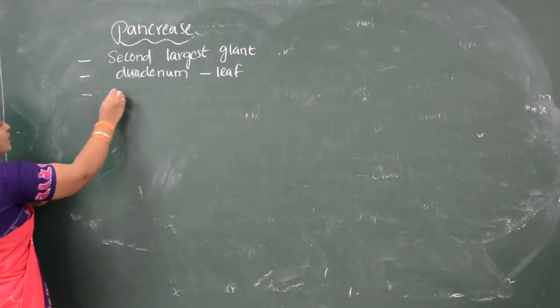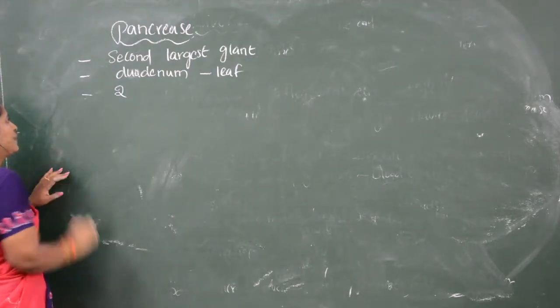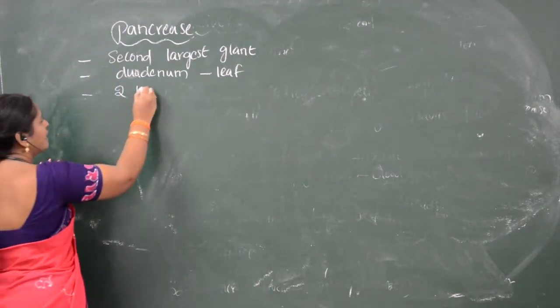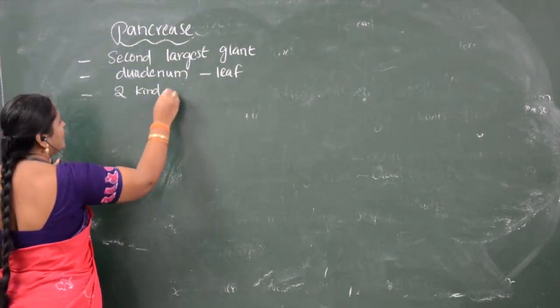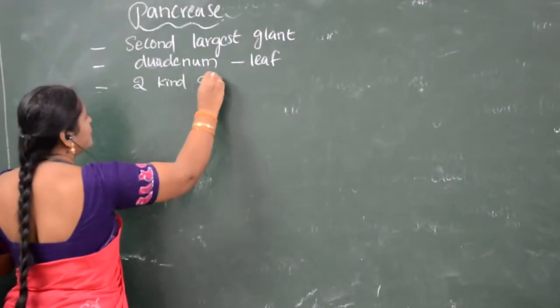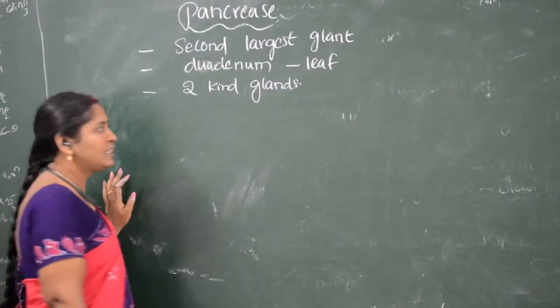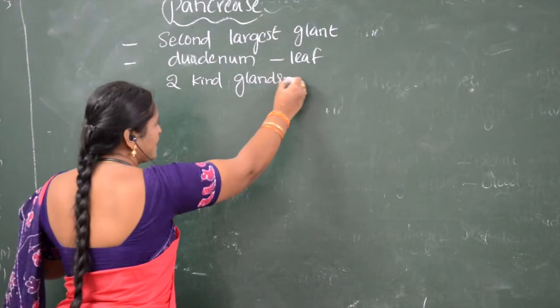There are two kinds of glands present in the pancreas. How many kinds are present, children? Two kinds of glands are present. What are the two kinds of glands?